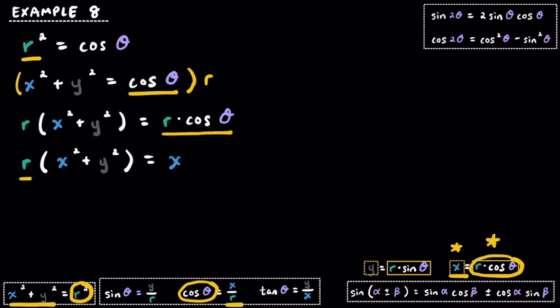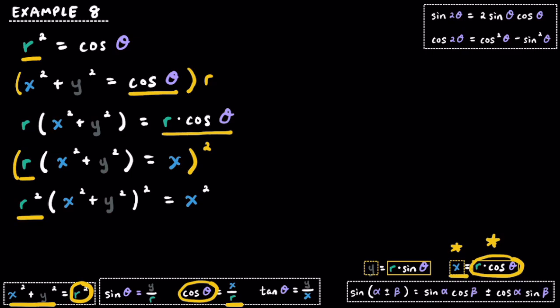So the frustrating thing about this equation that we still have to deal with is this darn r over here on the left side. We don't really know what r is equal to, but we do know what r squared is equal to. So at this point, let's go ahead and just square both sides of the equation. Squaring both sides, we're going to have r squared times the quantity of x squared plus y squared, and this whole thing is also going to be squared, and that's going to equal on the right side x squared.